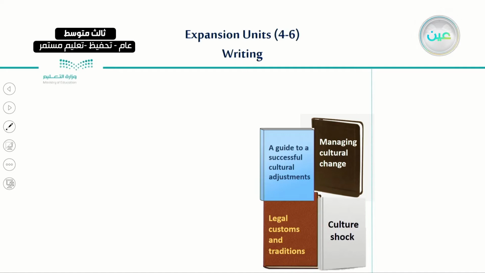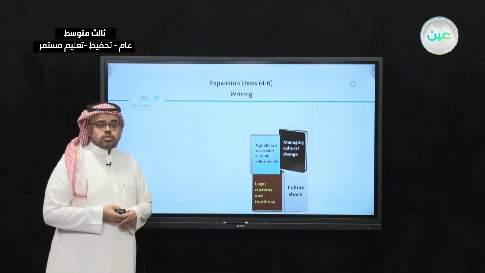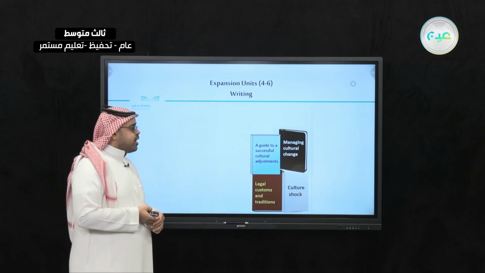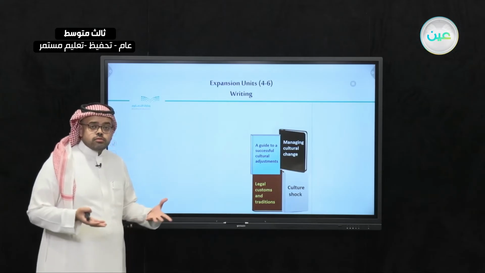So now, before we begin the task of writing, I would like you to predict what each of these books talks about. So let's take, for example, the first one, A Guide to a Successful Cultural Adjustment. What do you think this book will be about? And also the second book, Legal Customs and Traditions. What do you think this book will be about? Is it about laws? Is it about regulations, maybe?